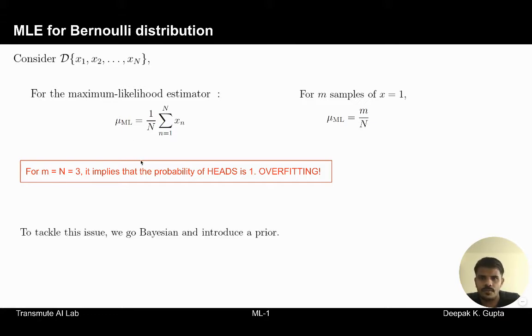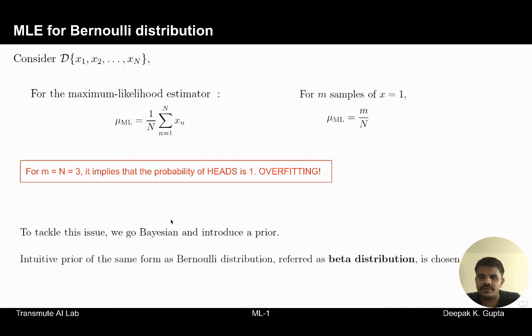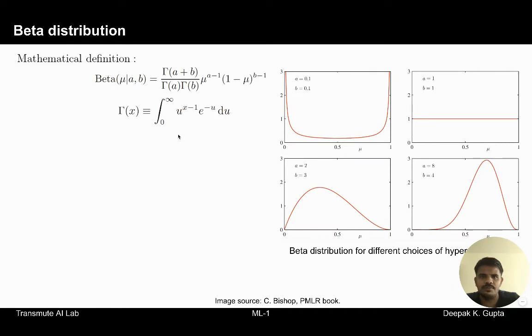Now, one way to improve this solution is to add prior opinion. And when we say prior opinion, we are going Bayesian. We introduce a prior into the solution to improve it. If we take a prior which is of a form very similar to the Bernoulli distribution, then that prior is actually the beta distribution that we are going to discuss further.